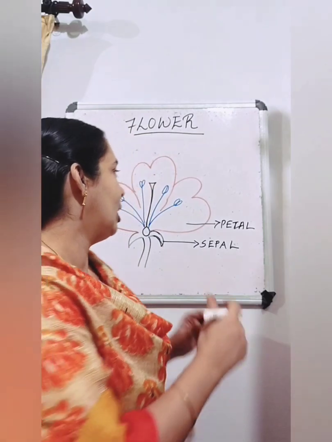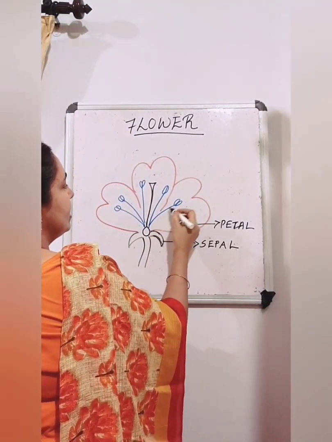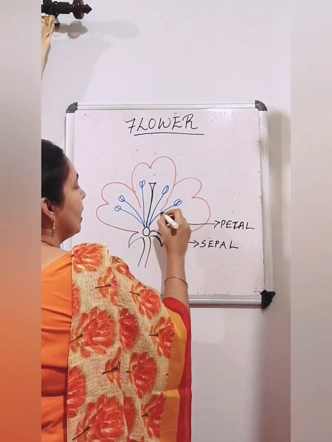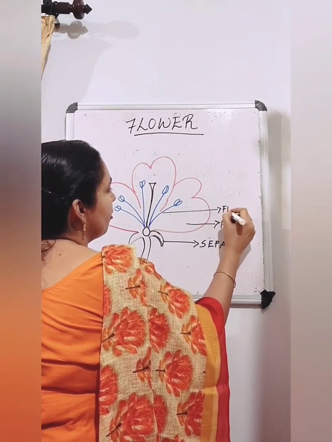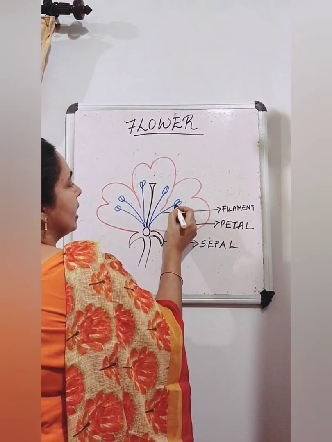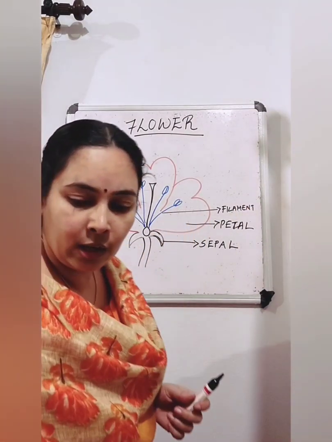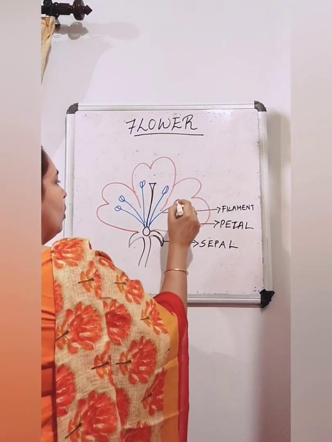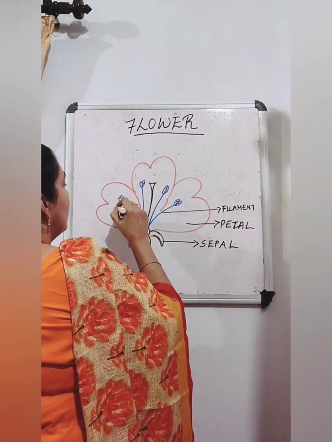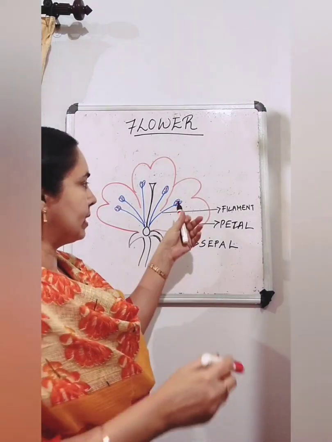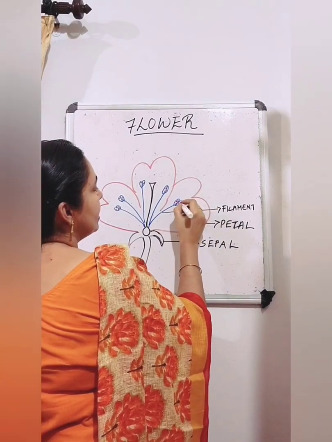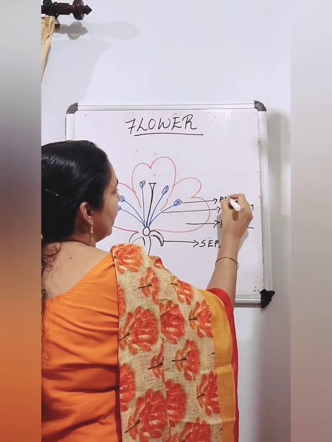Next part is stamen. So this blue colored structure, this is the stamen. And which are the two parts of stamen? This stalk-like structure, that is called filament. And the structure at the top, that is yellow in color, and you can see some yellow powder in this structure. And the yellow powder-like structures in the anther is called the pollen grain. So the pollen grains are present in this anther. So this stalk-like structure is called filament, and this yellow structure, that is called anther.